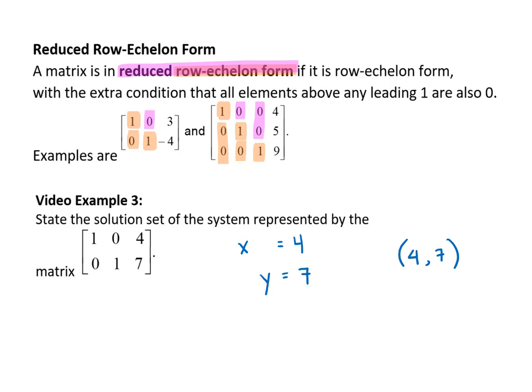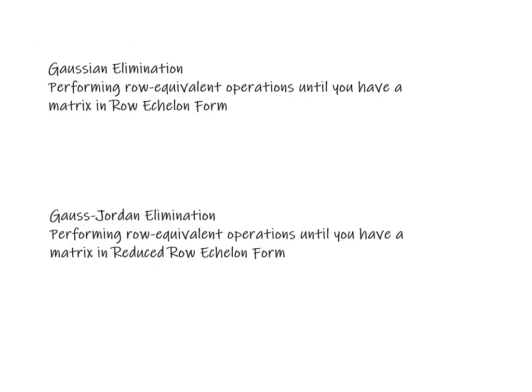And so once you get something in reduced row echelon form, you should already know the solution. It's not so hidden right here in the last column of our matrix. Like the first 2 examples we did, if you're performing row equivalent operations until you have a matrix in row echelon form, then that is called Gaussian elimination. However, if you perform row equivalent operations until you have a matrix in reduced row echelon form, like we're going to do in our next example, then that is called Gauss-Jordan elimination.